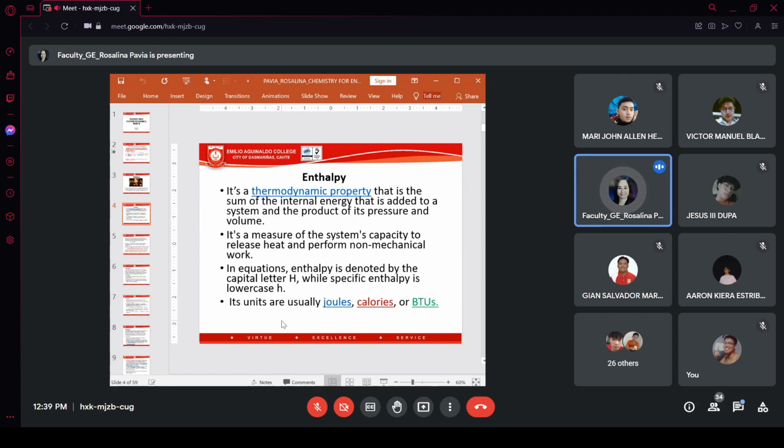Ang basis natin dito, 1 mole of the substance. Yun yung quantity ng substance mo. 1 mole. Now, BTU means British Thermal Unit. BTU is a unit of heat under the English system. Calories and joules are under the metric and SI system. Okay?